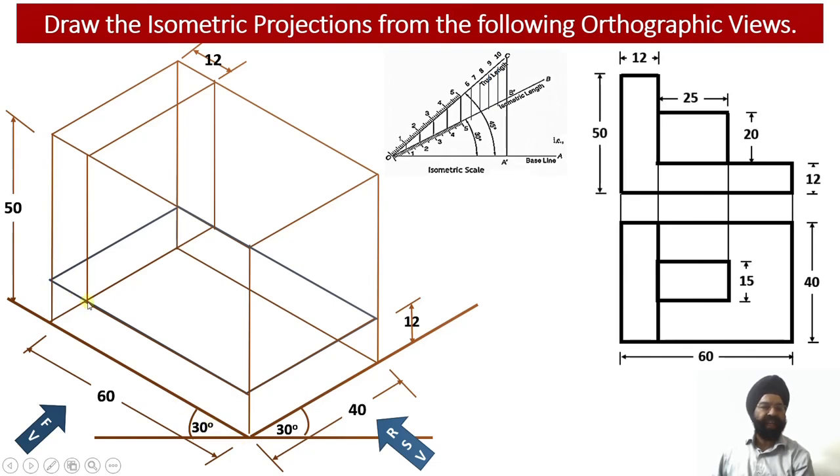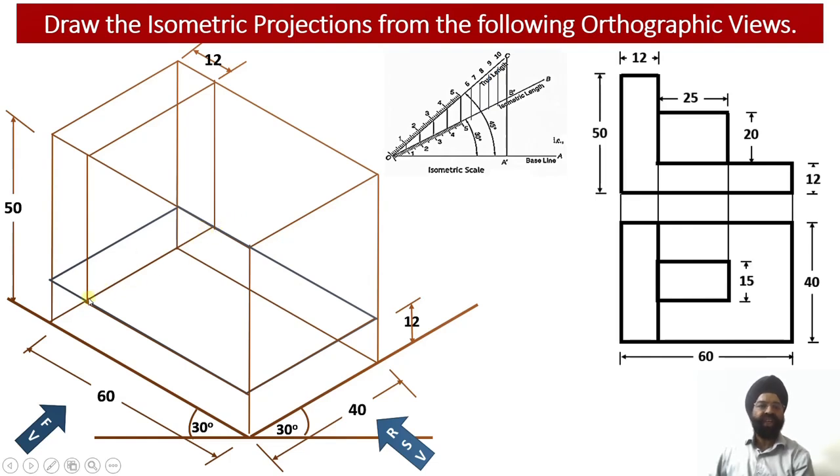Now we are left with this rectangular web over here. This rectangular web is located centrally on the top surface of element number 1. This is the top surface of element number 1, which I can find over here.